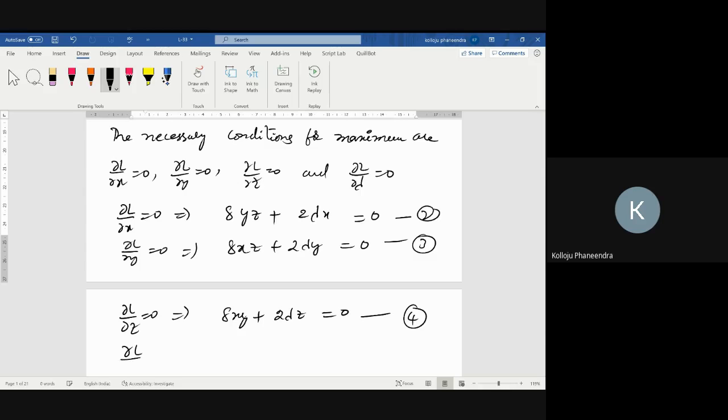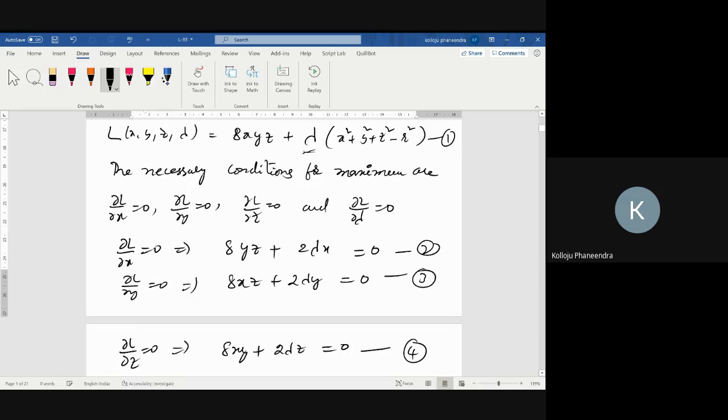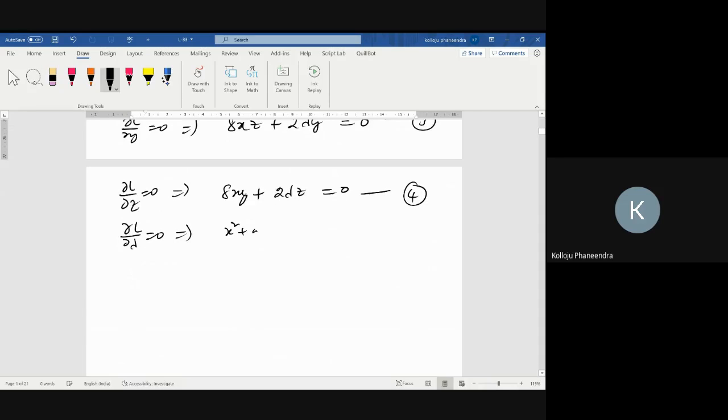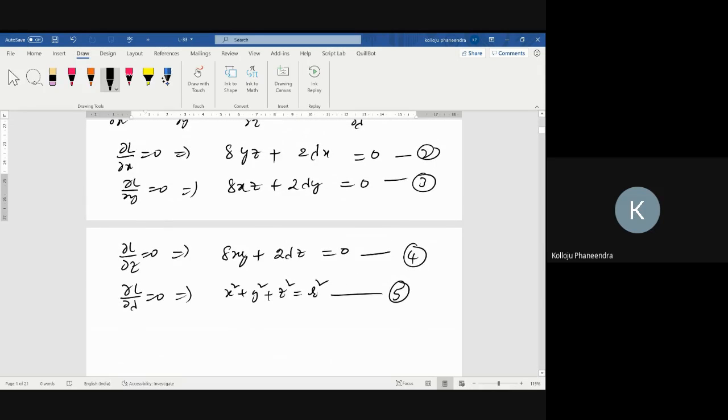And lastly, ∂L/∂λ equal to 0 means what? The λ derivative, you will get this one equal to 0. So what is this one? x² + y² + z² = r². This is equation 5. Now I have to solve these equations, 2, 3, 4, 5.